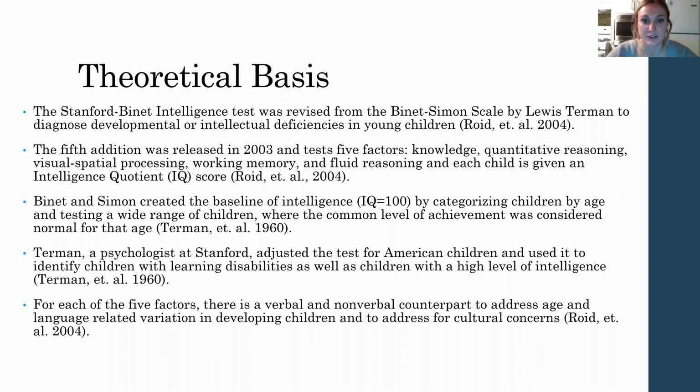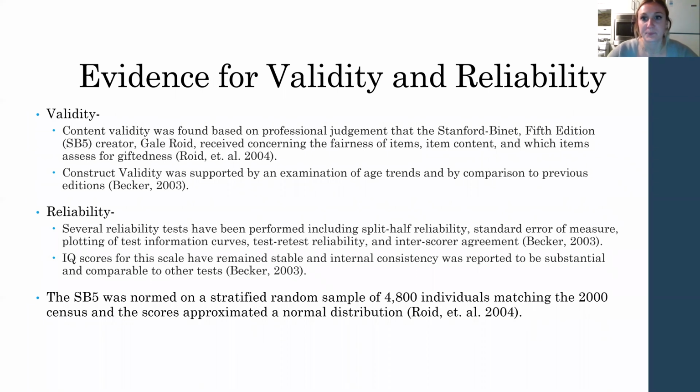Terman was a psychologist at Stanford and adjusted the test for American children and used it to not only identify children with learning disabilities, but also children with a high level of intelligence. For each of the 5 factors, there is a verbal and nonverbal counterpart to address age and language related variation in developing children and to address fair cultural concerns.